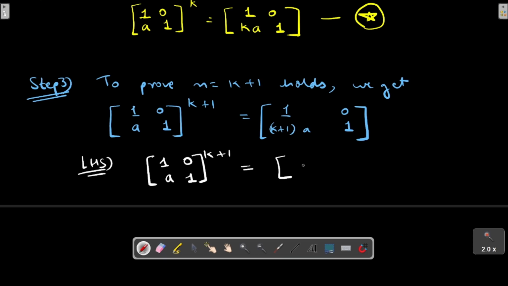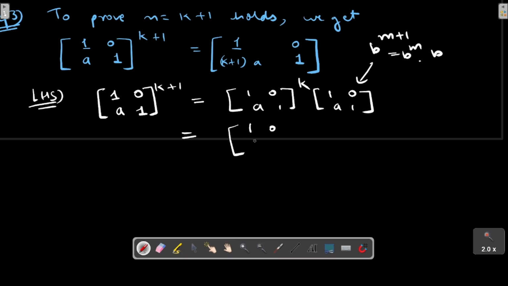It means, can I write it like this? You are aware of the indices, right? If I have a number, let's say b to the power of m plus 1, that just means b to the power of m times b. That's what I'm doing over here. I'll be breaking it. So it will be 1, 0, A, 1 to the power of k, then 1, 0, A, 1. Okay, from star I'll sub in. It will be 1 0 kA 1, right? Now 1, 0, A, 1. So this matrix I'm getting from star.